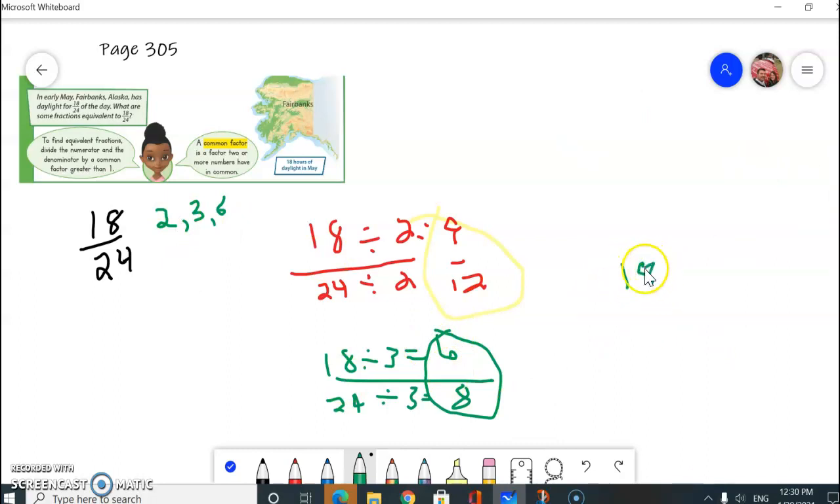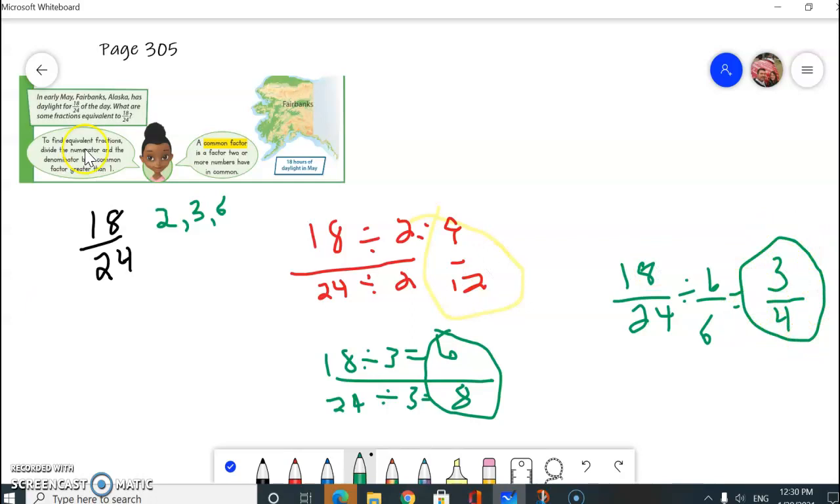So what would the equivalent fraction be if we divided both by 6? Do you know the answer? Okay, it would be 3, and 24 divided by 6 is 4ths. So there we go. We found 3 equivalent fractions using division.